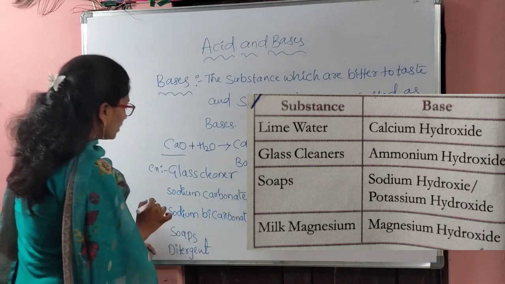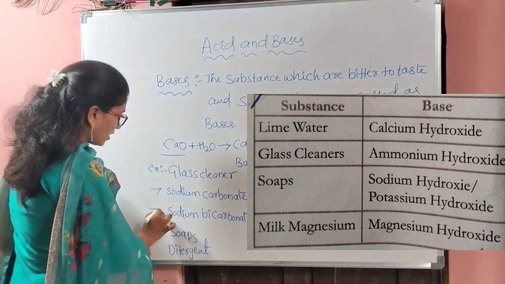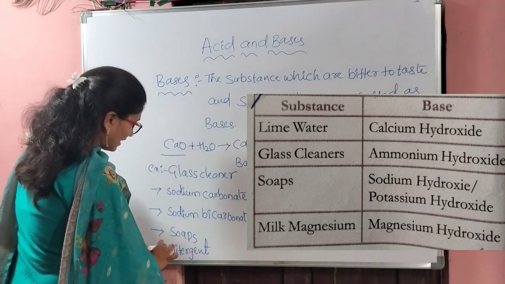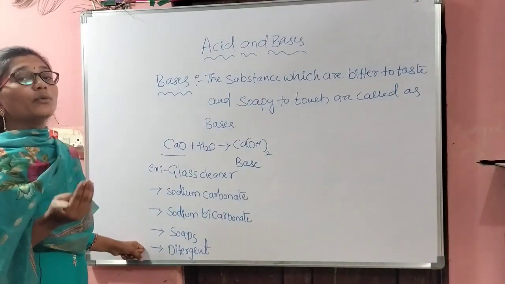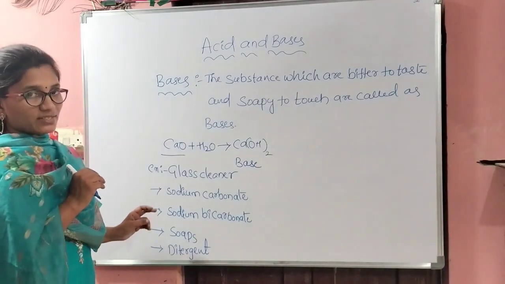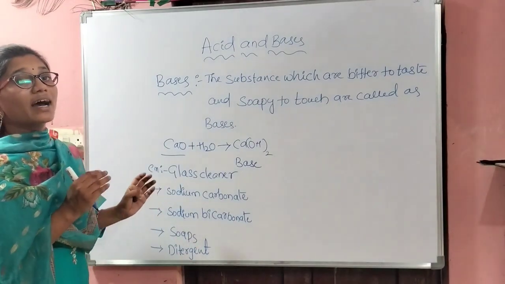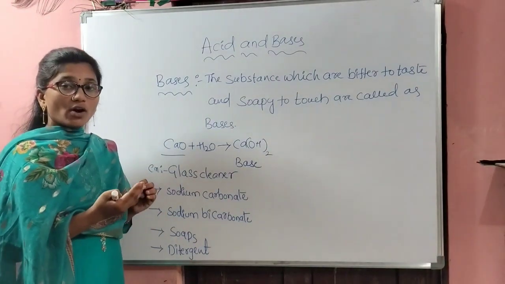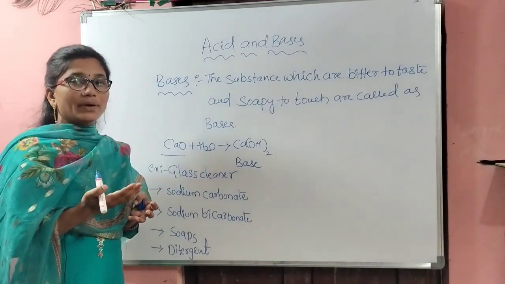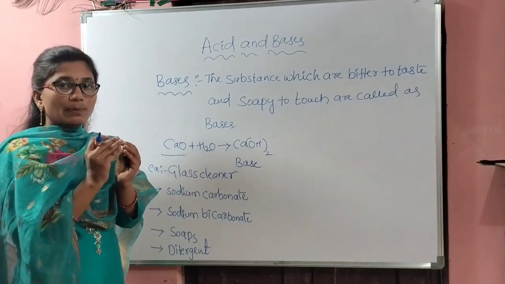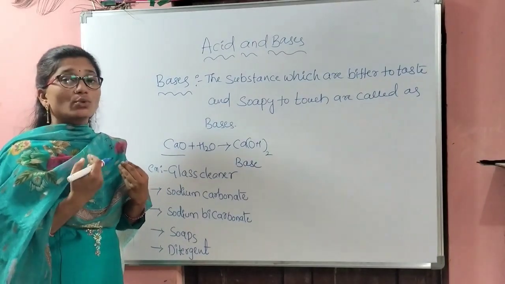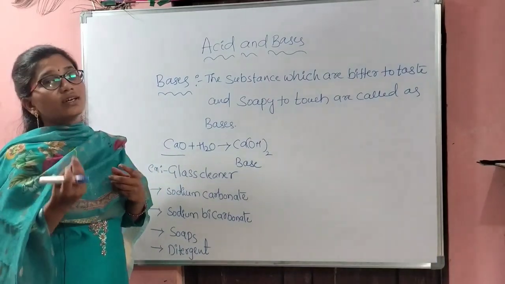So all these types of substances written on the blackboard consist of a base present inside the substances. All the substances have bases because they show that slipperiness whenever we touch them, whenever we hold them in our hand. So this particular nature will help us to identify that the substance is a base.